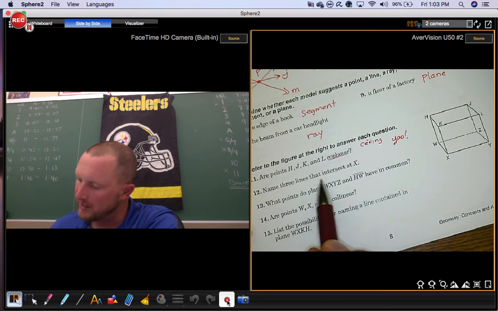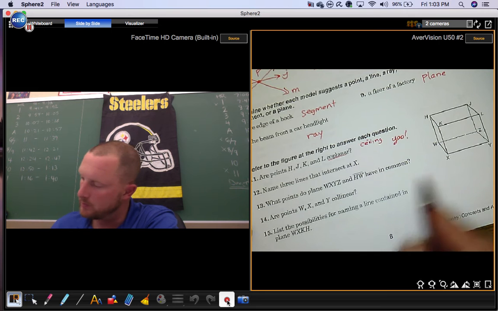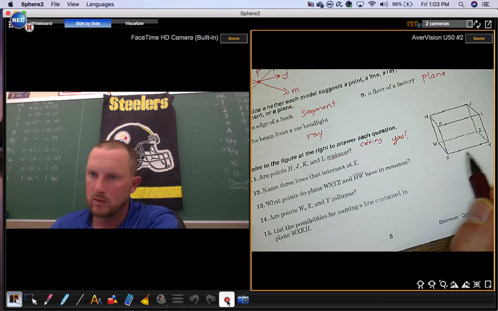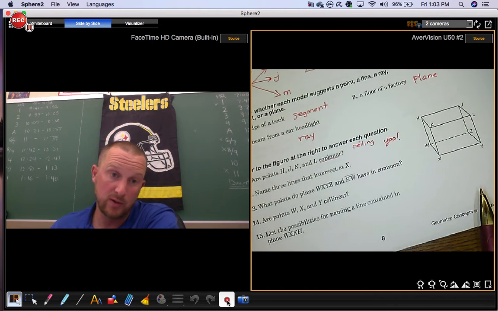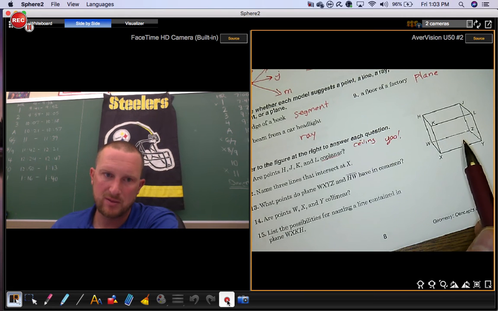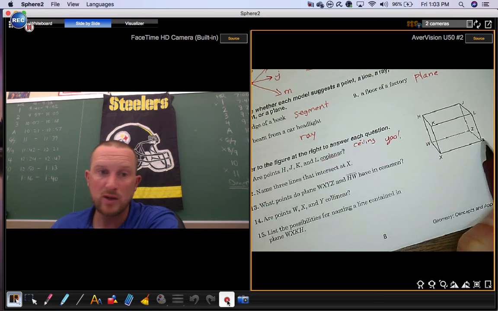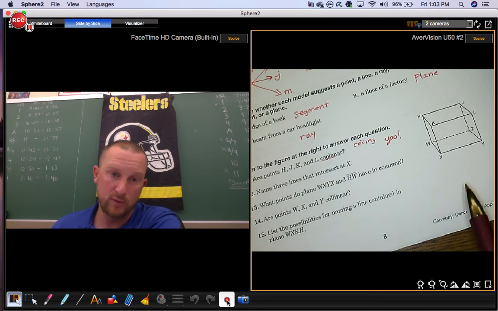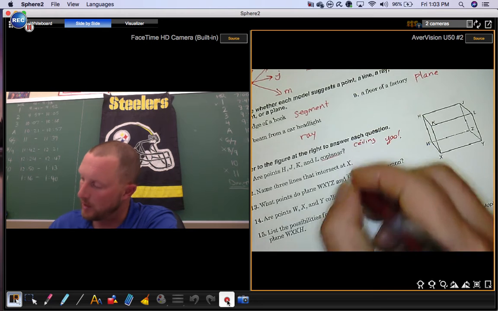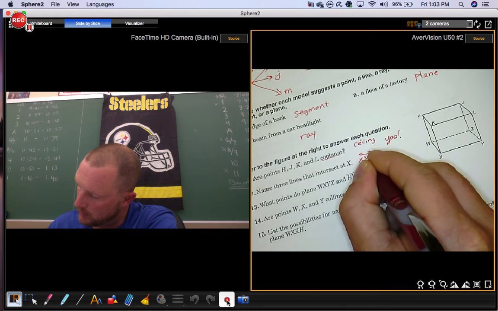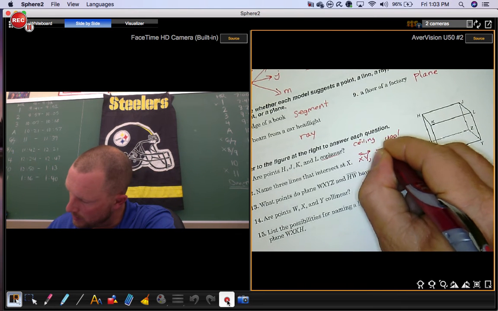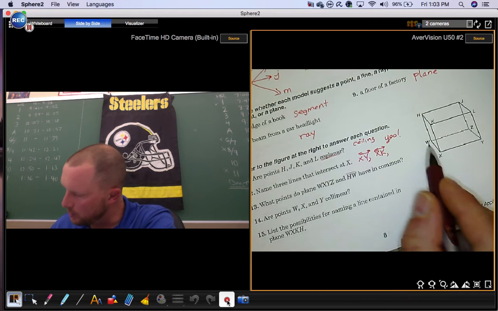Number 12, name 3 lines that intersect at point X. So here's point X. Now you might say to yourself, well, this doesn't look like a line to me. It starts and it stops. And I would agree with you. But if this is a plane, don't planes go on forever? So that is going to be a line. There is a line that could go through those 2 points. Okay? So one line that goes through point X would be line XY. Put your arrowheads on there. Another one would be line XK. And another one would be line WX.